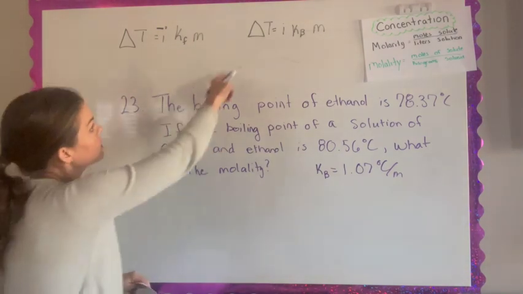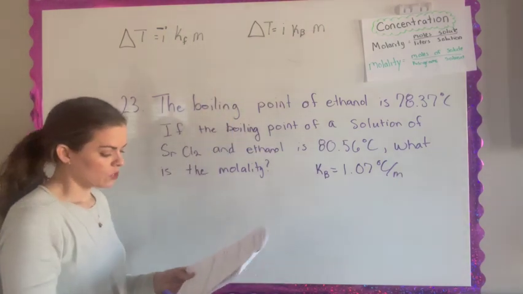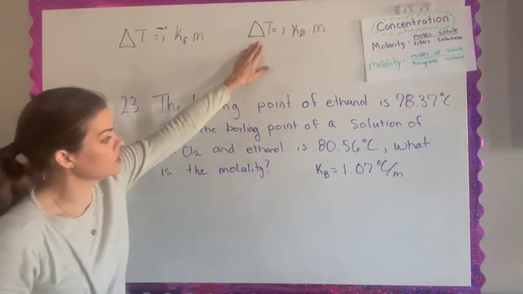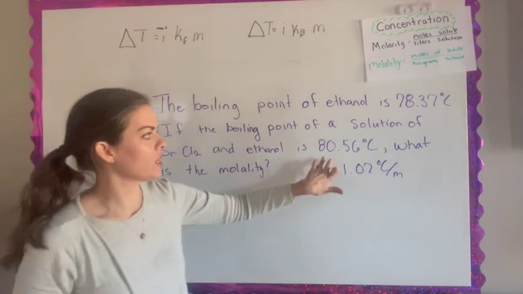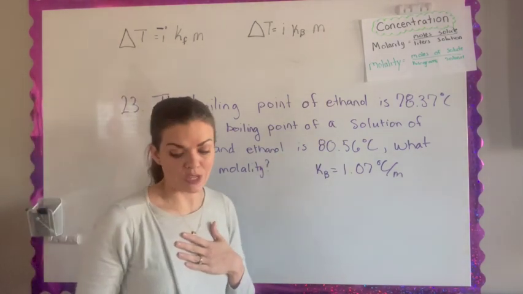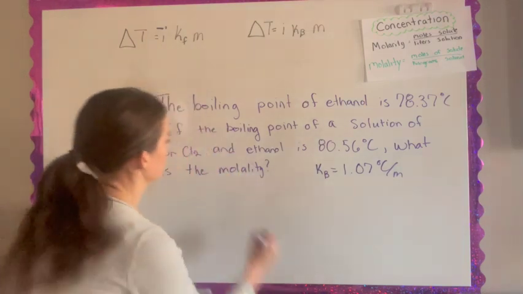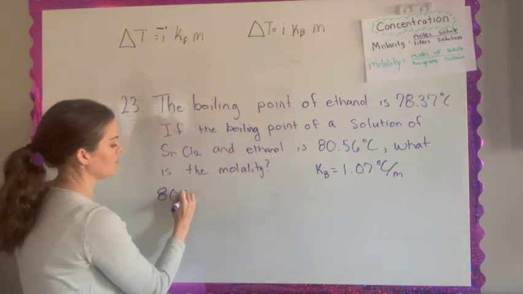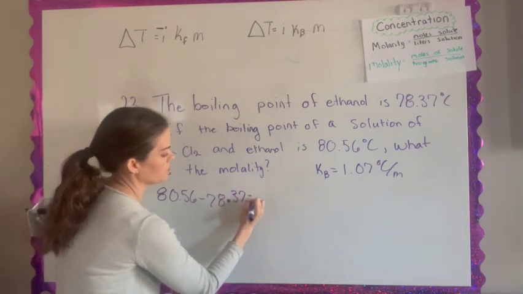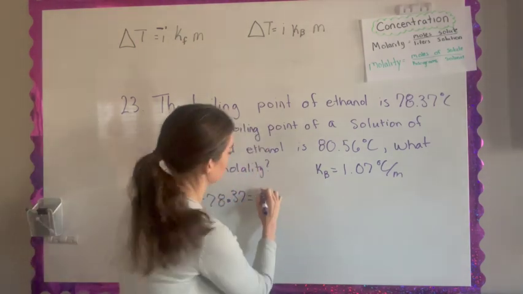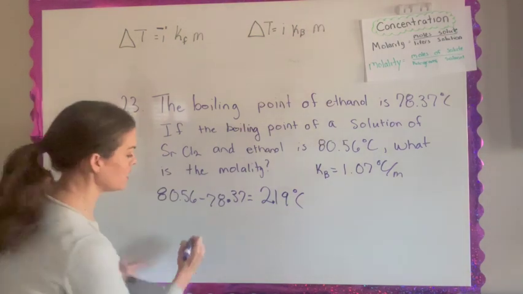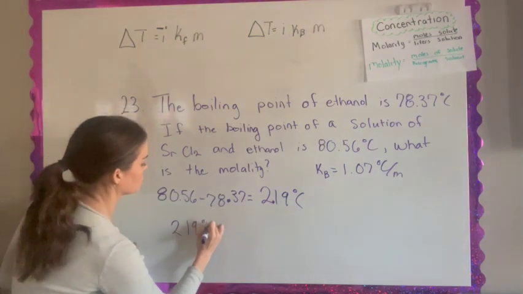So let's just take our equation and see what we have. The first part is delta T, which is the temperature change. I can actually calculate that. I can take 80.56 and subtract 78.37, and you get 2.19 degrees Celsius. So that's your delta T, 2.19 degrees Celsius.